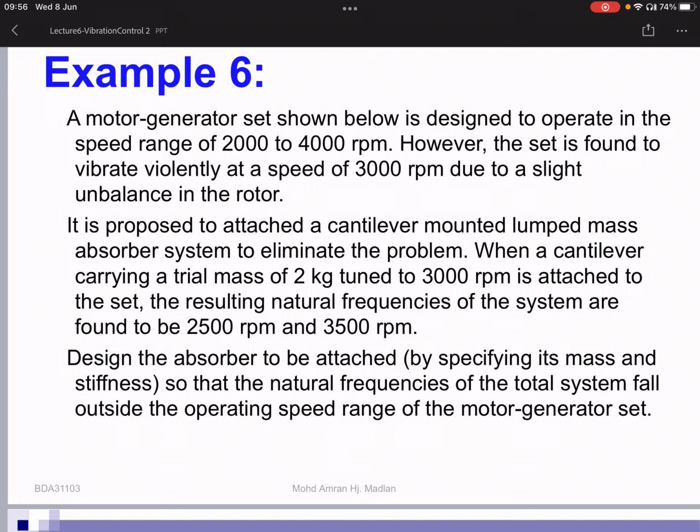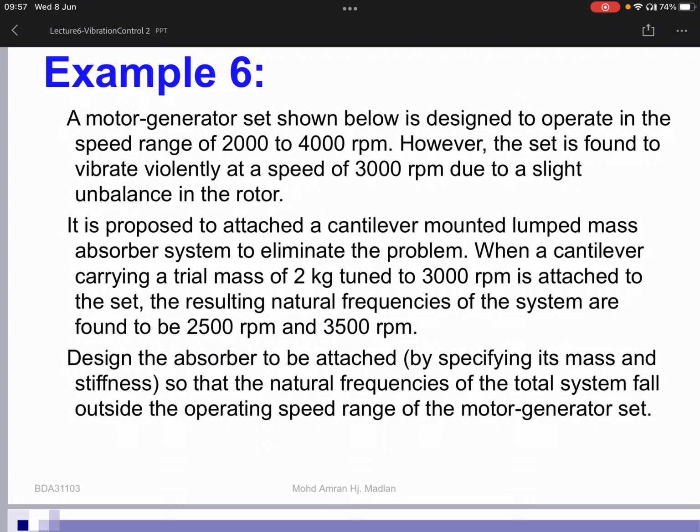So from here, we know that 3000 RPM is the resonance frequency. Resonance is when the natural frequency of the system is equal to the forcing frequency. So 3000 RPM is omega, the forcing frequency, and it is also equivalent to the natural frequency of the system.